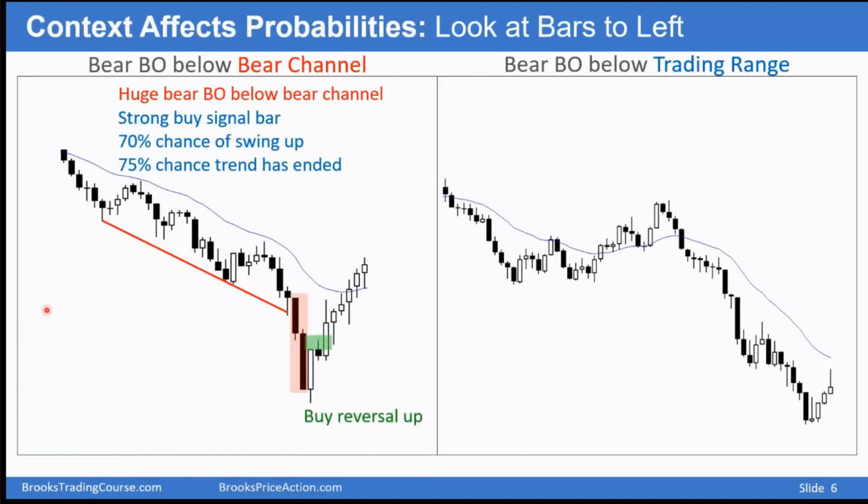You buy a reversal up, buy above the bull bar. Here there was no second leg down. You can argue that this little bear bar is a small second leg down. Some computers will see it as a small second leg down.